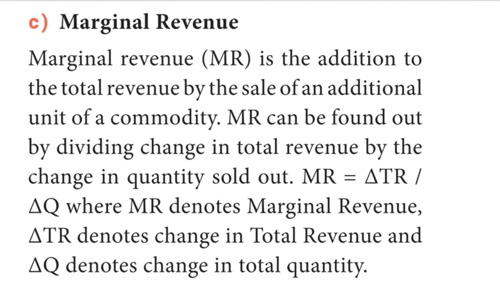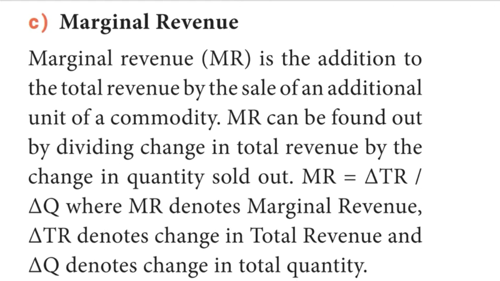Third, marginal revenue. Marginal revenue is the addition made to the total revenue by selling one more unit of a commodity. Here, marginal revenue MR is the addition to the total revenue by the sale of an additional unit of a commodity.